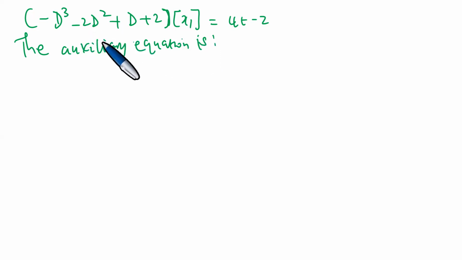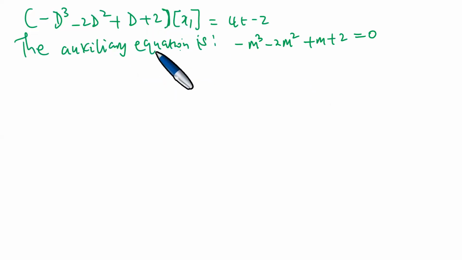Normally we use m straight away for the auxiliary equation. So this becomes an m cubed. You can write minus m cubed here, and this one becomes minus 2m squared. The d becomes an m, and then here it becomes plus m plus 2. We form a homogeneous equation, so this auxiliary equation is of the homogeneous. We completely forget about this right-hand side; we're going to consider it later on. So we equate this to 0, and we have m cubed plus twice m squared minus m minus 2 equals 0.